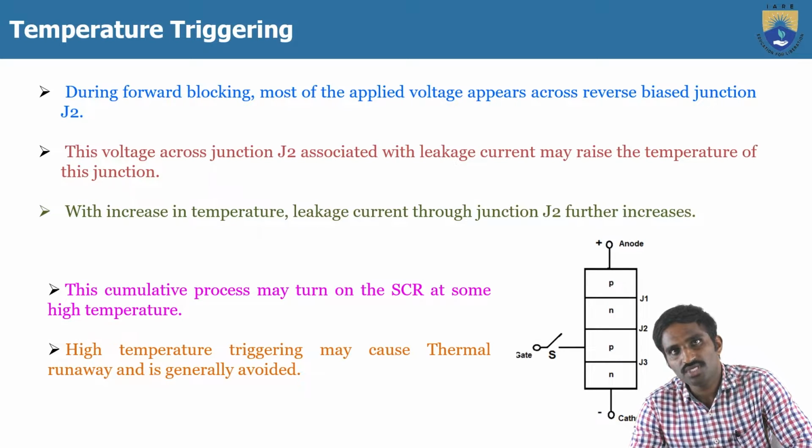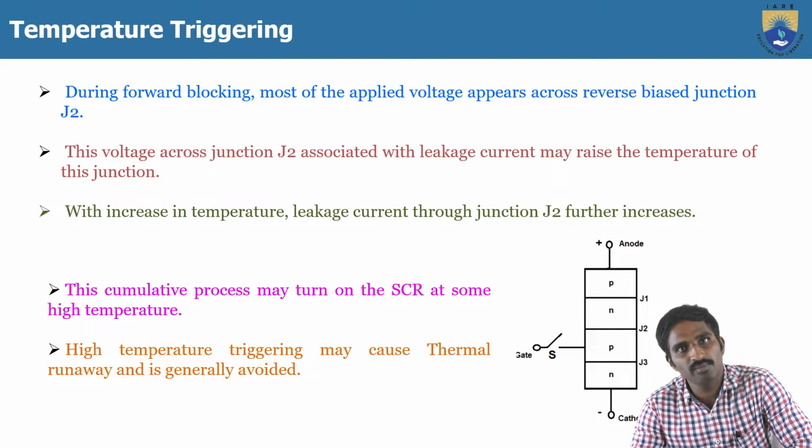So during the forward blocking mode, whatever voltage you have applied across the anode to cathode, most of it will appear across the reverse biased junction J2, and this voltage across junction J2 is associated with the leakage current. Even though the thyristor is turned off, when there should be no current flow, a small current will still flow, which is called a leakage current. Because of this leakage current, the temperature may rise in this junction. In which junction? Junction J2.